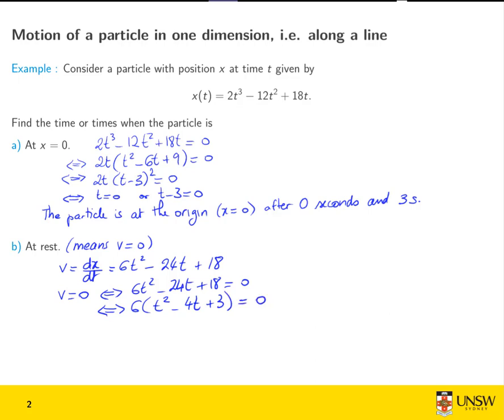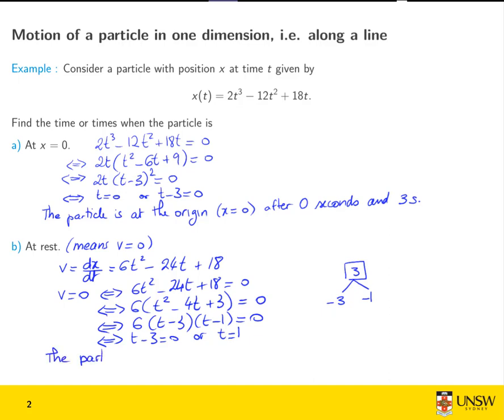As usual, we're going to be trying to factorize for about 20 seconds, and if after 20 seconds we still haven't been able to factorize, we'll move on to the quadratic equations. So we're trying to create a 4, so 3 and 1 should help, and we want a negative 4, so this is how we're going to get it. So we get 6 times t minus 3 times t minus 1. A product is 0 if and only if 6 is 0, that's not happening, or t minus 3 is 0, or t equal to 1. So we know that the particle will be at rest after 1 second and after 3 seconds.